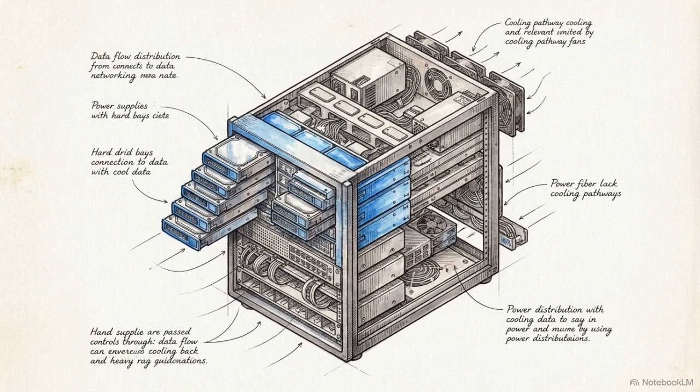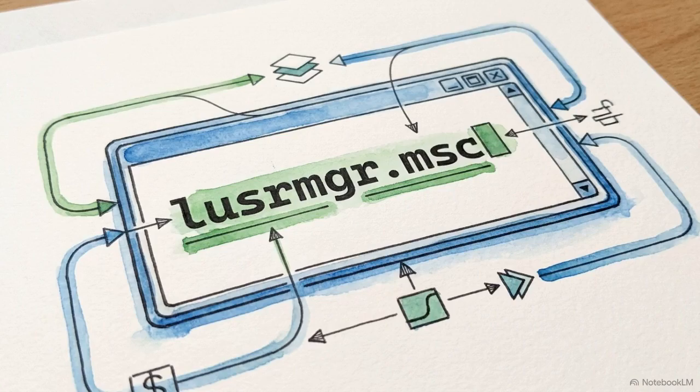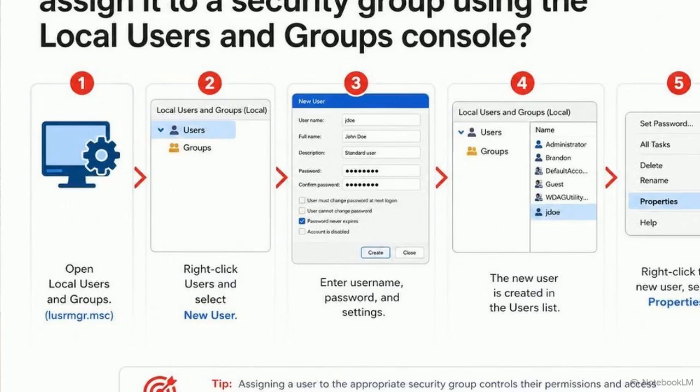Finally, we'll move to the identity layer. Managing user access is the primary method for maintaining security on a shared workstation. Open the Local Users and Groups console by using the lusrmgr.msc command. This infographic shows the onboarding process. Panel 3 demonstrates the New User dialog, where we define the username, password, and expiry settings.